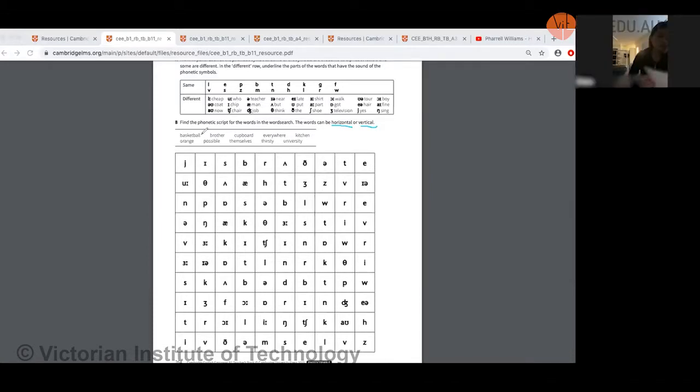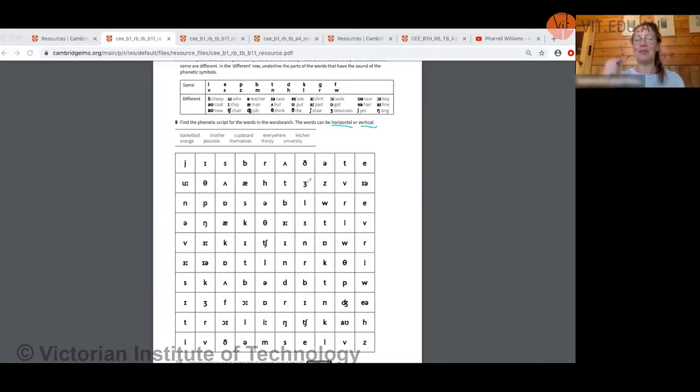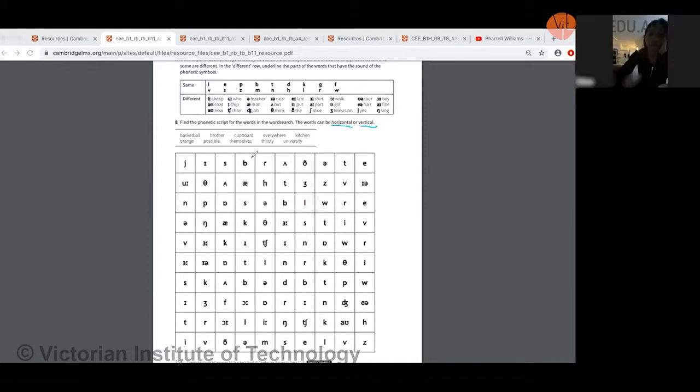So the first one is basketball. I found it. I'm so good. Okay, so what you can do is with your pen, if you find basketball, I want you to write it in your notebook and we'll do the first one together because I already found it. Okay, so we've got basketball.